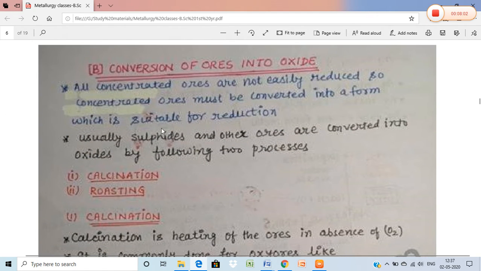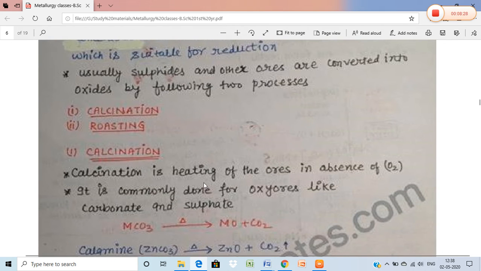Now we are coming to the conversion of ores into oxides. So now the second stage: in the above steps we have seen the ore is concentrated to get the concentrated ore. After getting the concentrated ore, we convert it into the oxide form. Generally two processes are followed here: one is calcination and the other is the roasting process. In calcination, the ores are heated in absence of oxygen.